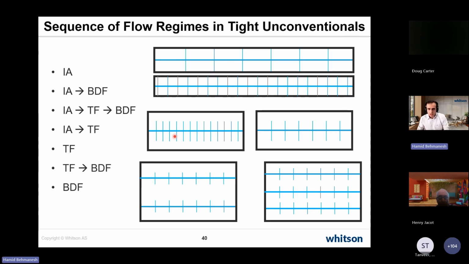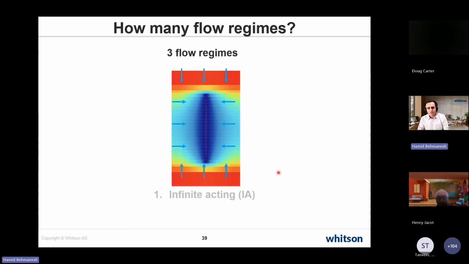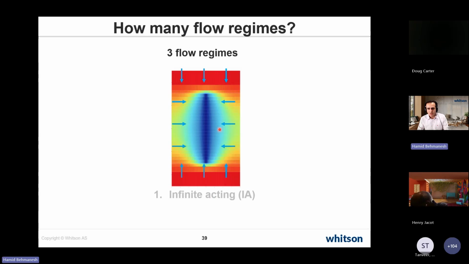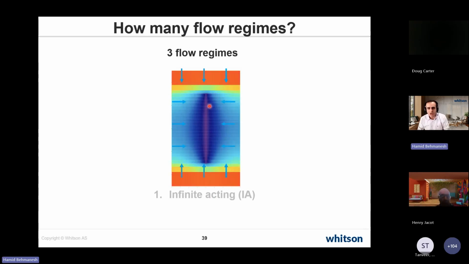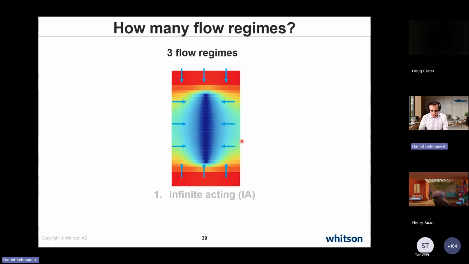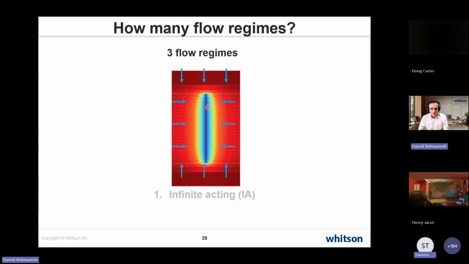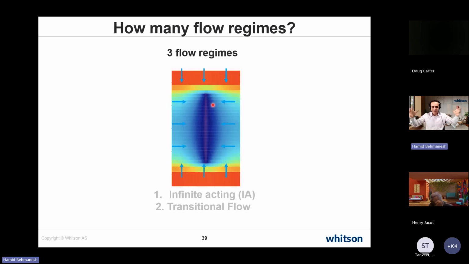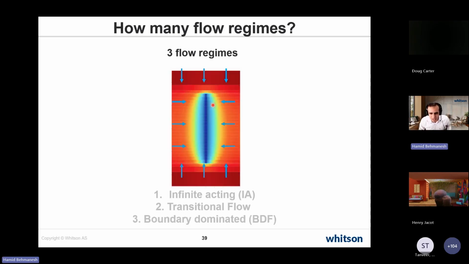Transitional. Okay, so with infinite acting, none of the boundaries has been met yet, right? This is a snapshot of infinite acting. The pressure starts to propagate in the reservoir but hasn't touched any boundary yet. If there's a gauge sitting here measuring the pressure, the gauge is not measuring any pressure drop. That's what we mean by infinite acting. It acts as an infinite reservoir. It hasn't seen the boundary yet. That's the meaning of infinite acting.